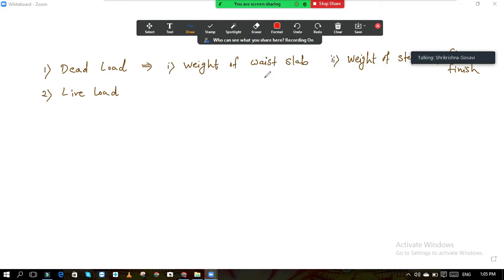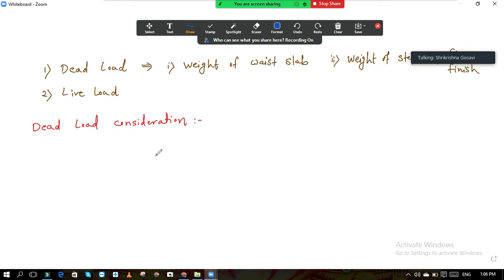Now we will see in detail how we consider the dead load. This is the important thing. While designing the staircase, whatever may be the dimensions of the staircase, we always consider 1 meter width. We always do the design for per meter width, and the same design we are going to repeat on every 1 meter.